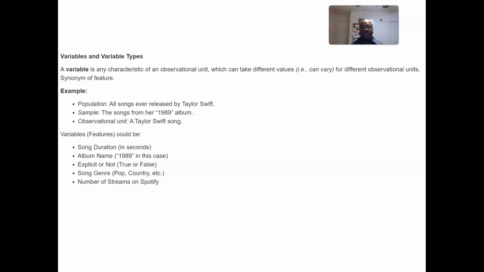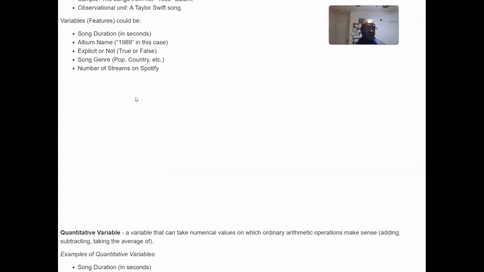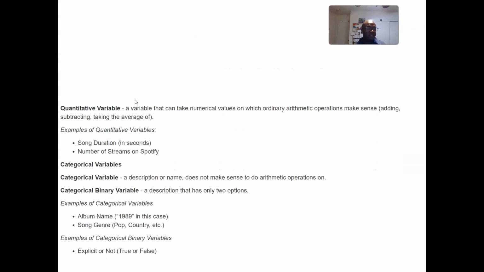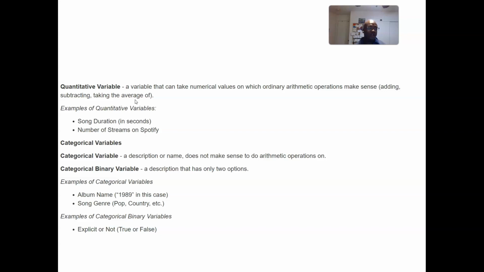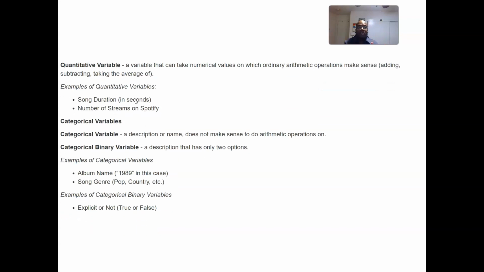So when we have that kind of information, it's imperative that we're able to classify our variable types. What do you mean? Let me tell you. One particular classification is called quantitative variables, and the other is called categorical variables. Quantitative variables are any variables where we can apply ordinary arithmetic operations, so it makes sense for us to do that. When we can add something or subtract something from a particular number, and so on, or even take an average of it.